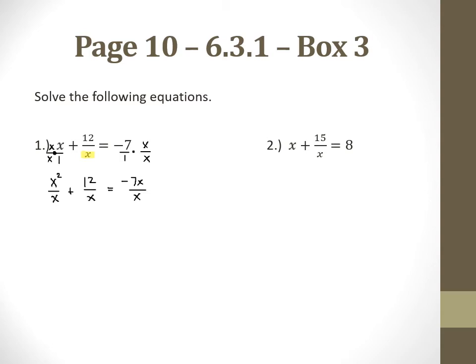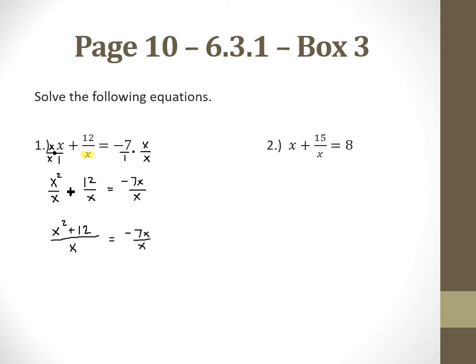Step 2 is going to be to add or subtract. So on the left-hand side of the equation here, I'm going to simplify this addition problem all into one big fraction. X squared and 12 are not like terms, so I won't combine those, but I will put it all over the common denominator of x. That's equal to negative 7x over x.